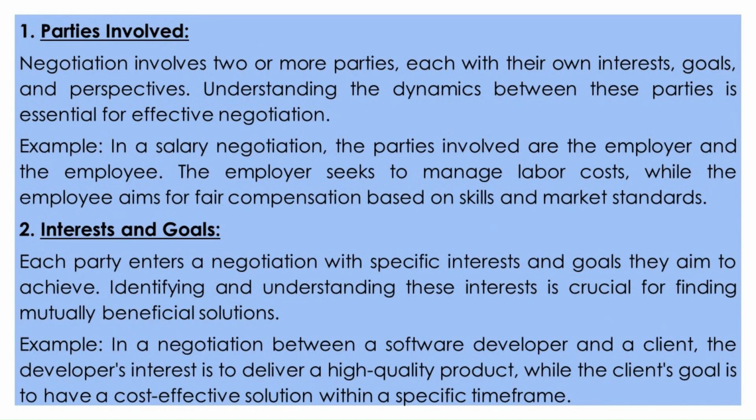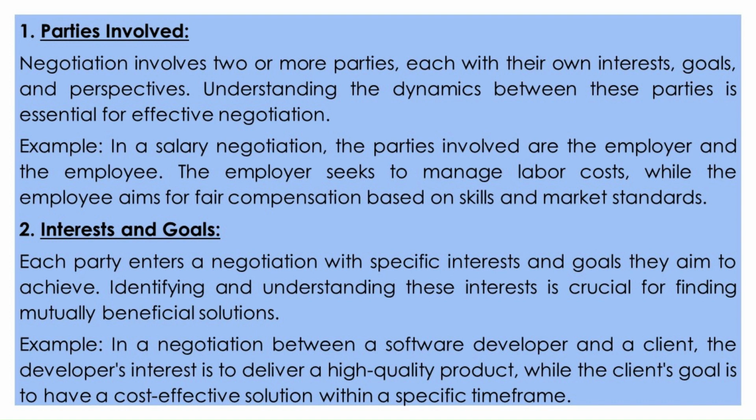1. Parties involved. Negotiation involves two or more parties, each with their own interests, goals, and perspectives. Understanding the dynamics between these parties is essential for effective negotiation. Example, in a salary negotiation, the parties involved are the employer and the employee. The employer seeks to manage labor costs, while the employee aims for fair compensation based on skills and market standards.